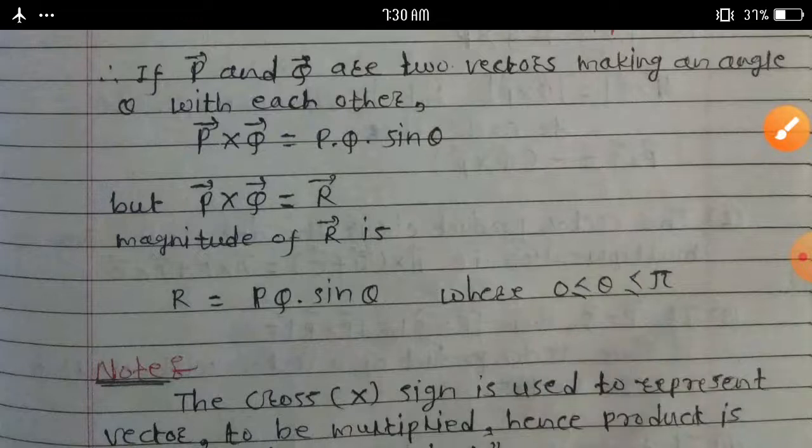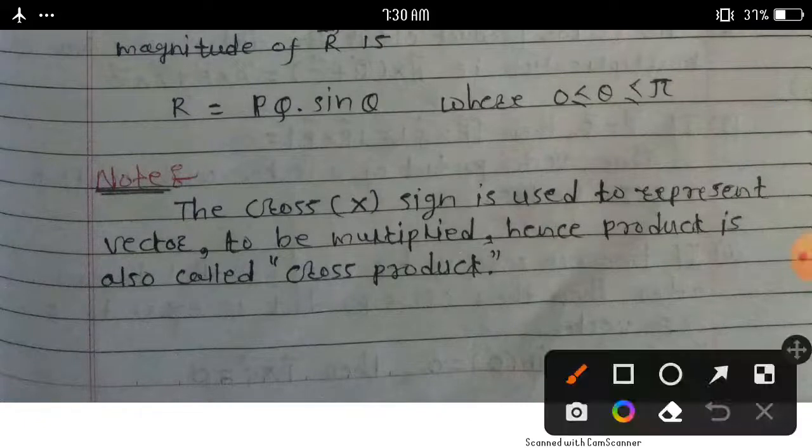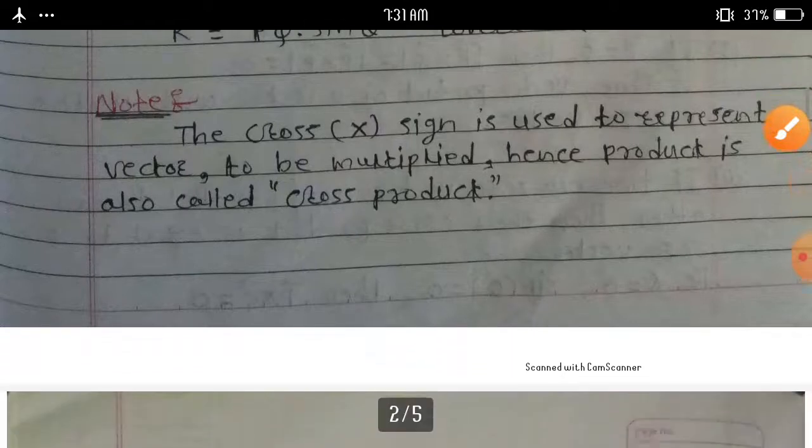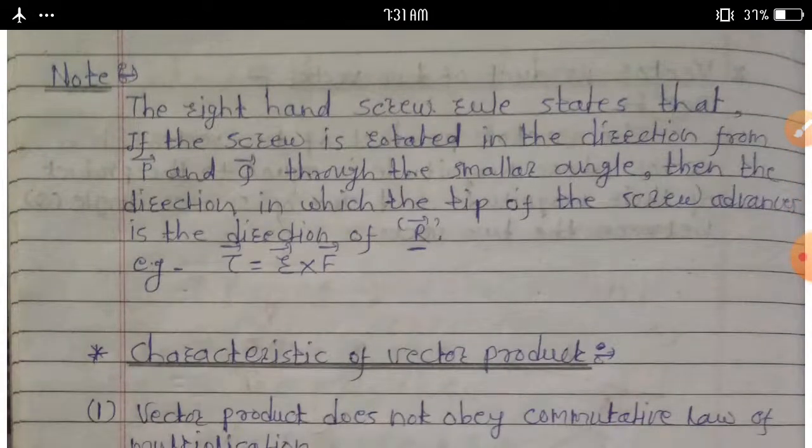We prepare a note here. The cross sign is used to represent that the vectors are to be multiplied, hence the product is called a cross product. This vector product is also called a cross product. Some notes to prepare here.